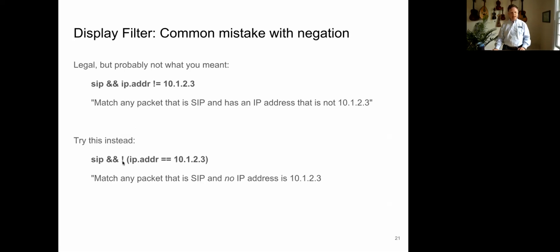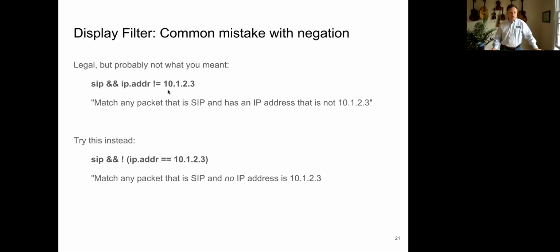We would say SIP and then we would negate the grouped expression IP.addr equals 10.1.2.3. And so by negating that, we're saying match any packet that is SIP and no IP addresses 10.1.2.3. So not the IP, the source and not the destination. Both of them have to not be 10.1.2.3. And that's more commonly what you're going to want in many cases.